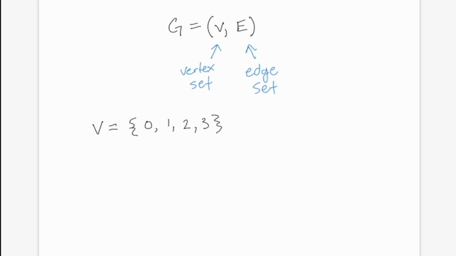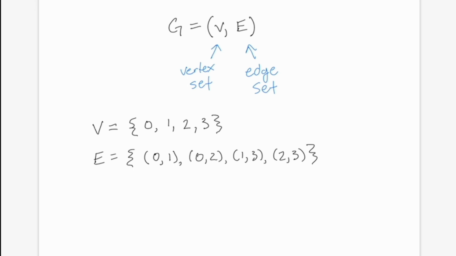and 3. The edge set of a graph is a collection of pairs of vertices. For example, we could have an edge set with the pairs 0, 1, 0, 2, 1, 3, and 2, 3. Now, from a mathematical standpoint, this is all a graph is, a vertex set and an edge set.